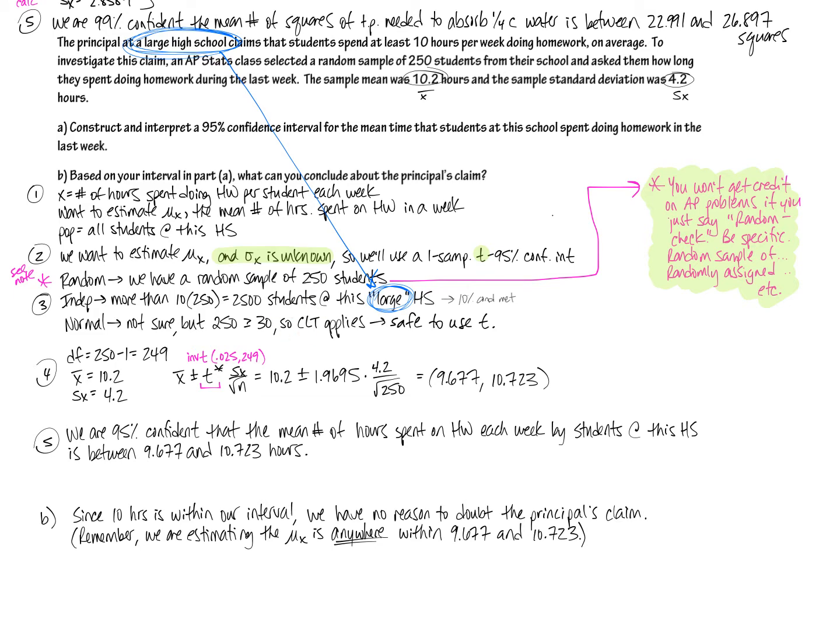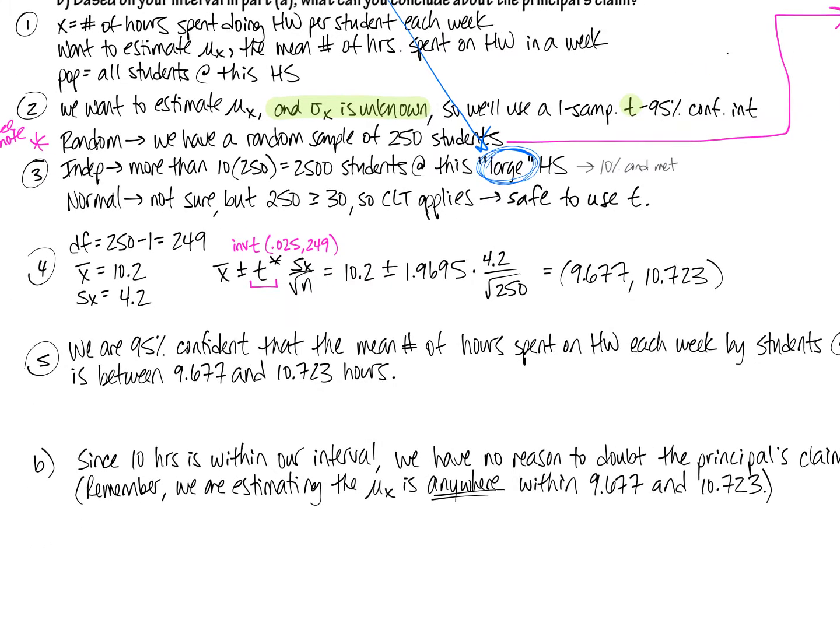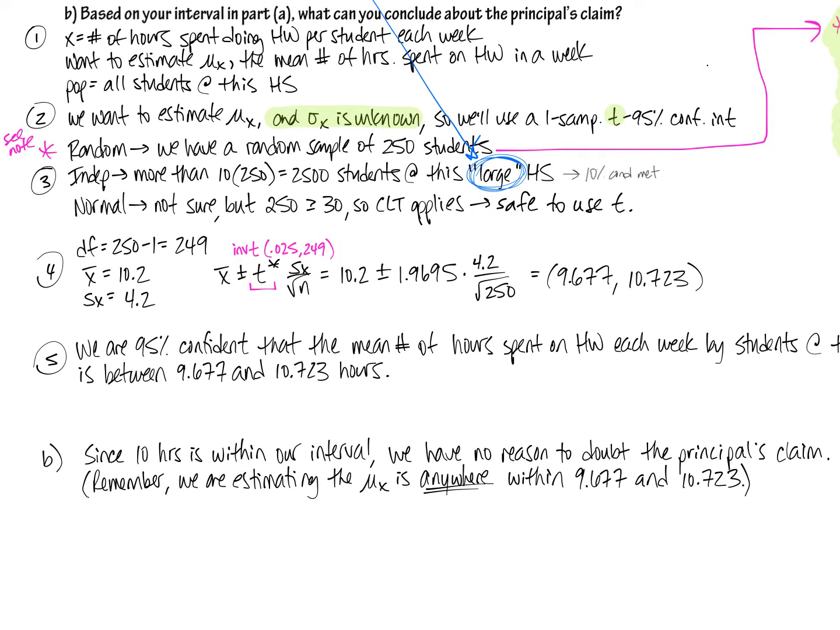And don't just say something about the CLT. These are just tips for you guys, but let's try and say something about the sample size being 250, which is bigger than or equal to 30. Therefore, the CLT applies. Therefore, it is safe to use t. So these are some really picky but important details that you need to have within your work. Again, you're trying to show off all the stats knowledge that you've gained to this random person that's going to be grading your AP test at the end of the year.